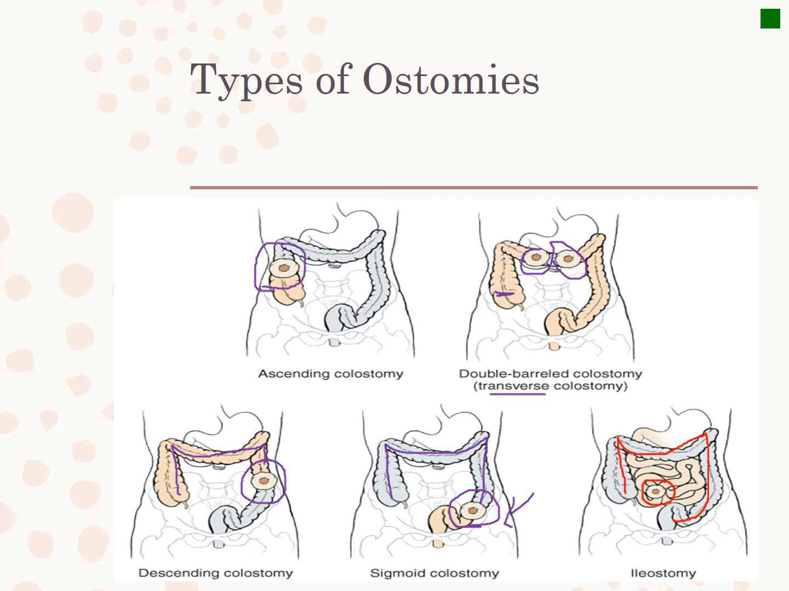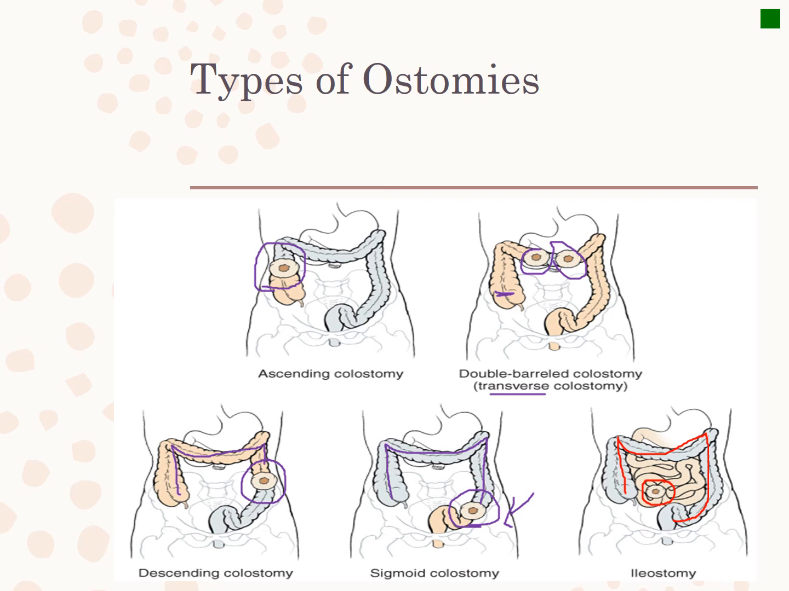out. Then you've got your double barrel, which is usually more a temporary type of ostomy and not so much a permanent one. I can't say I've ever even seen a double barrel in mine. But again, you're in that transverse spot. So it's going to be a little bit more firm than the ascending colostomy, but still pretty liquidy.